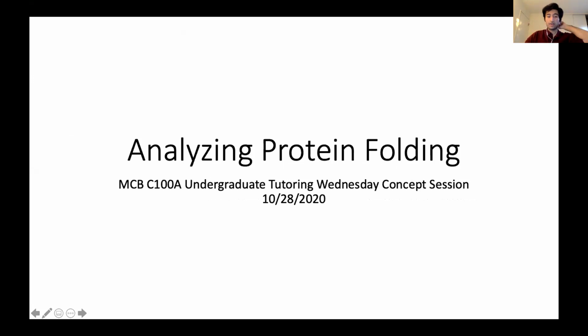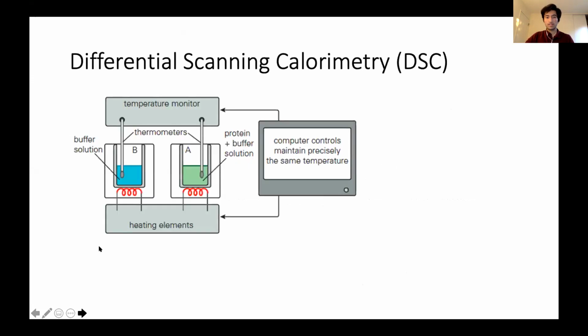All right, so now I'll be talking about how we can analyze protein folding in terms of how we can experimentally look at some parameters of interest like delta H or delta S for the unfolding process. So first, I want to introduce this instrument and this process that you probably talked about in lecture. It's called differential scanning calorimetry, or DSC.